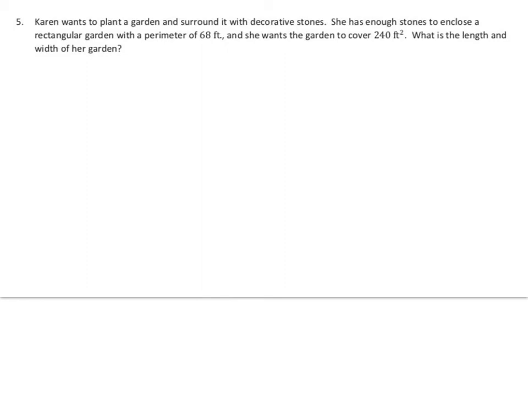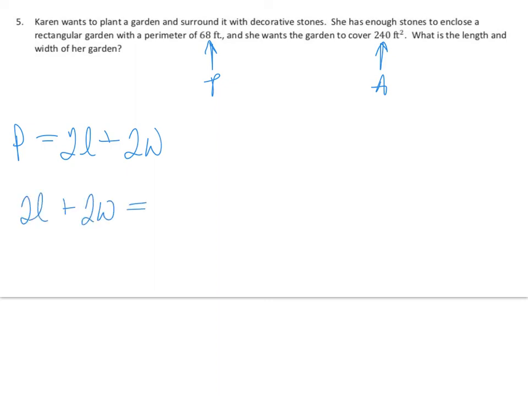All right, Karen wants to plant a garden and surround it with decorative stones. She has enough stones to enclose a rectangular garden with a perimeter of 68 feet, and she wants the garden to cover 240 feet squared. That's our area. That's our perimeter. What is the length and width of her garden? I do know that perimeter is twice the length plus twice the width, right? I know that twice the length plus twice the width equals 68.